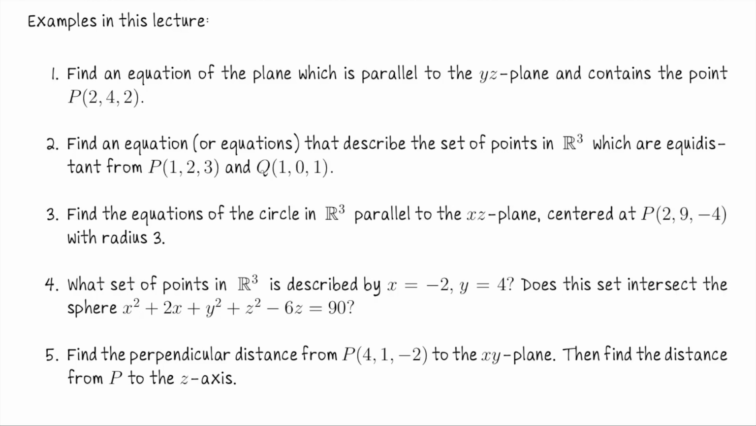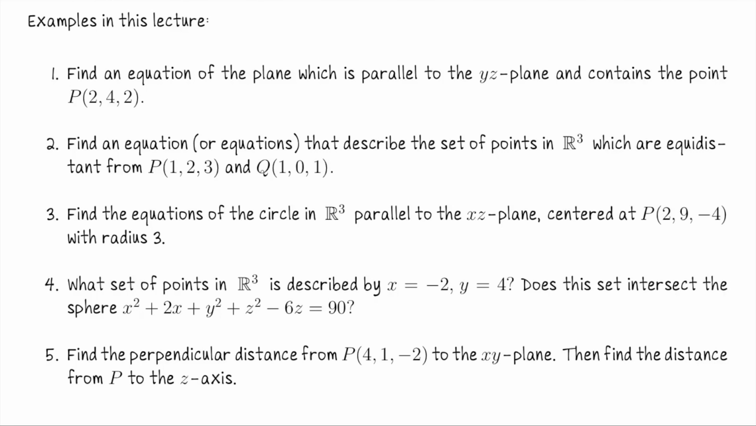So in number 2, I said that we're going to find an equation or equations. Again, in this one, it's actually just going to be one equation. But in number 3, it's going to be multiple equations, which we need to describe the circle in R3, which is parallel to the xz plane, centered at the point (2, 9, -4), and with radius 3.